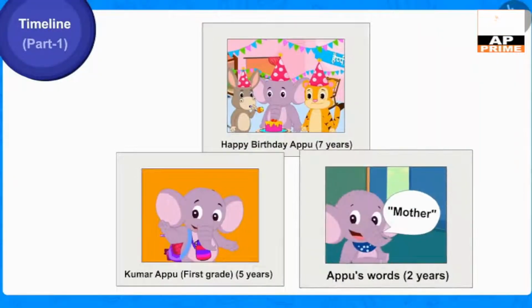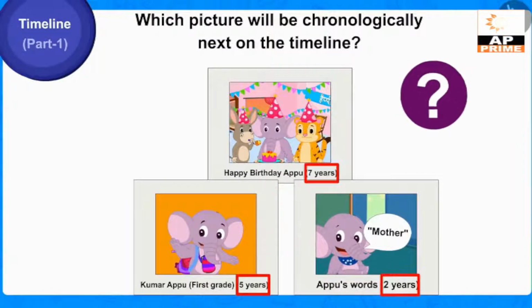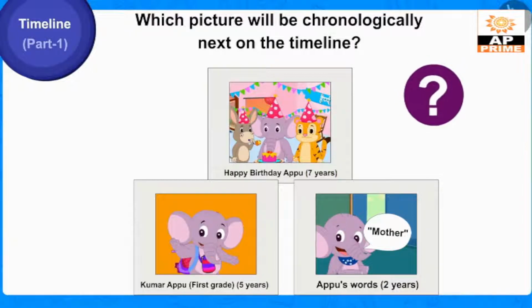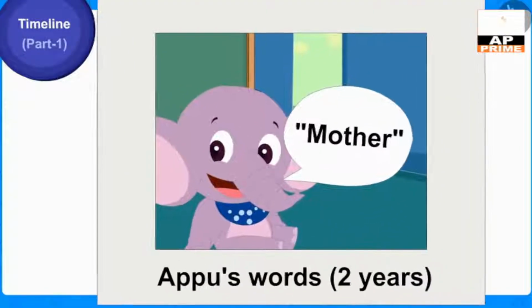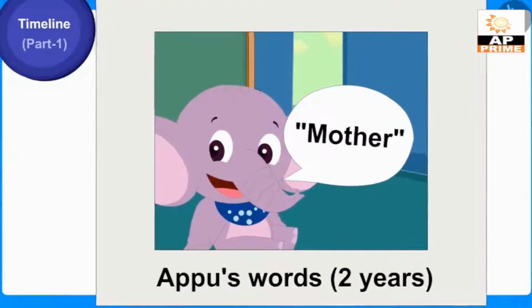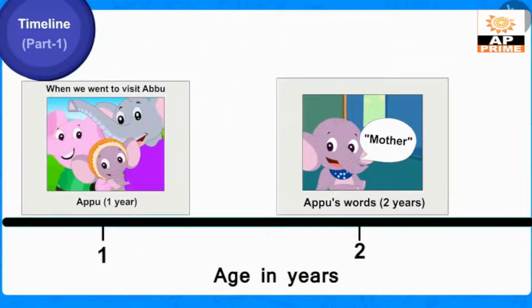Now, can you tell out of these pictures the age of which picture will be chronologically next on the timeline? Well done, children! You have found the correct answer. This picture, in which Appu was 2 years old, will be shown chronologically next on the timeline by writing 2 years on it.